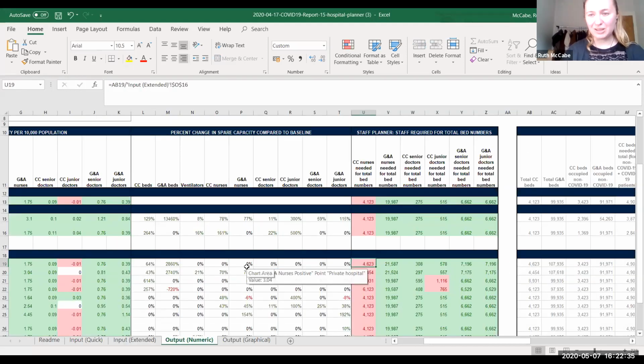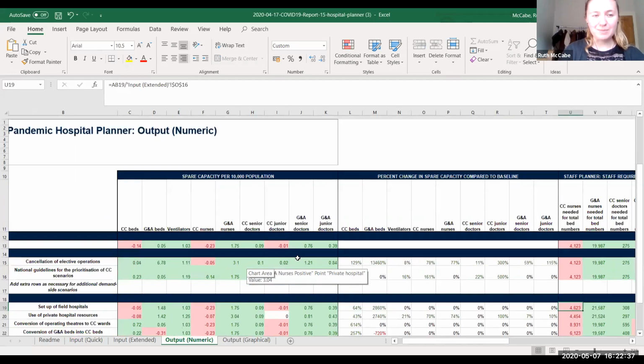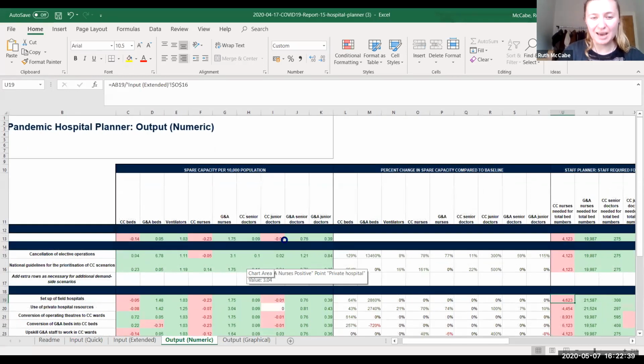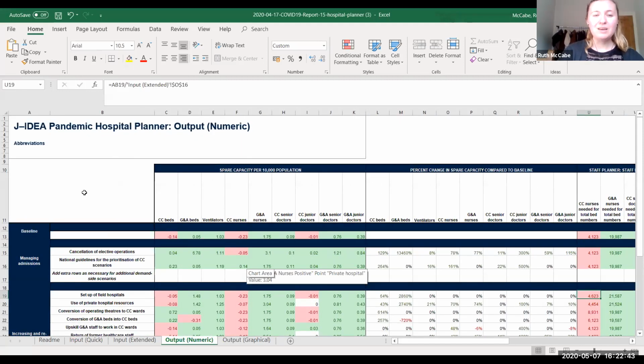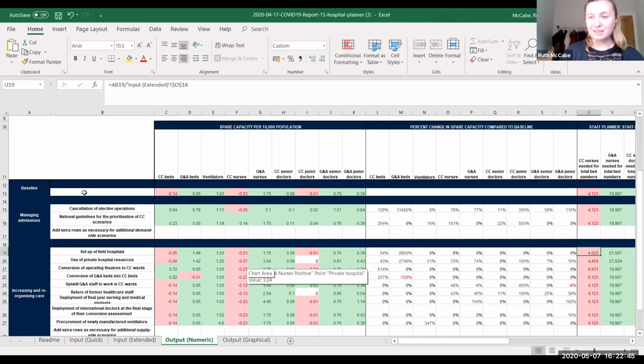So then we can start to look at the output of the planner. So again, we have two sheets with the same information just presented a little bit differently. So we firstly look at the numeric outputs. So once again, I have all my interventions down the left-hand side, split into the different categories. So the first thing that I have here is the spare capacity per 10,000 population.